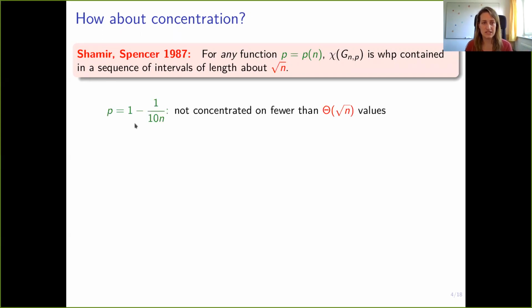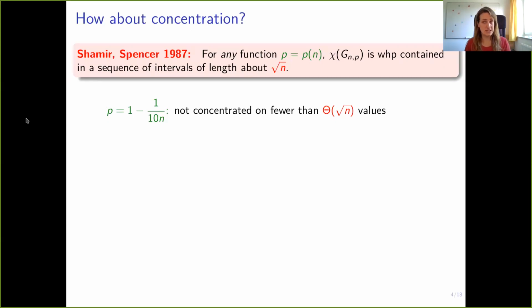So it's not hard to see that if you let p tend to 1 relatively quickly, the chromatic number of G(n,p) actually spreads out on an interval of length root n. It's not hard to show. It basically comes from non-concentration of the number of edges for this random graph.